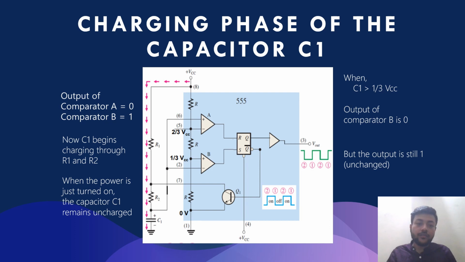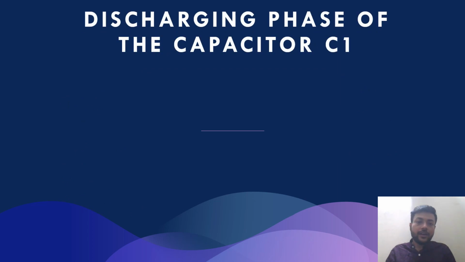So the output of comparator A equals 0 and comparator B equals 1. Now C1 begins charging through R1 and R2. When the power is just turned on, the capacitor C1 remains uncharged. When C1 is greater than one-third of VCC, the output of comparator B is 0, but the output is still 1, unchanged. Now I would like to describe the discharging phase of the capacitor C1.